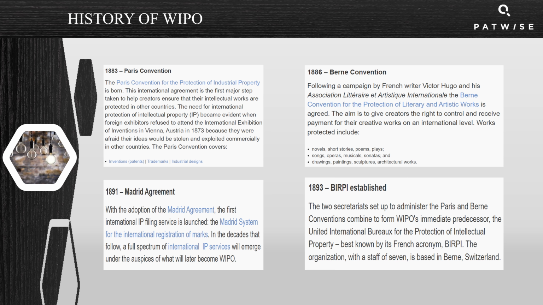First of these is the Paris Convention in 1883. The Paris Convention is for the protection of industrial property. The international agreement is the first major step taken to help creators ensure that their intellectual works are protected in other countries. Followed by the Paris Convention was the 1886 Berne Convention.